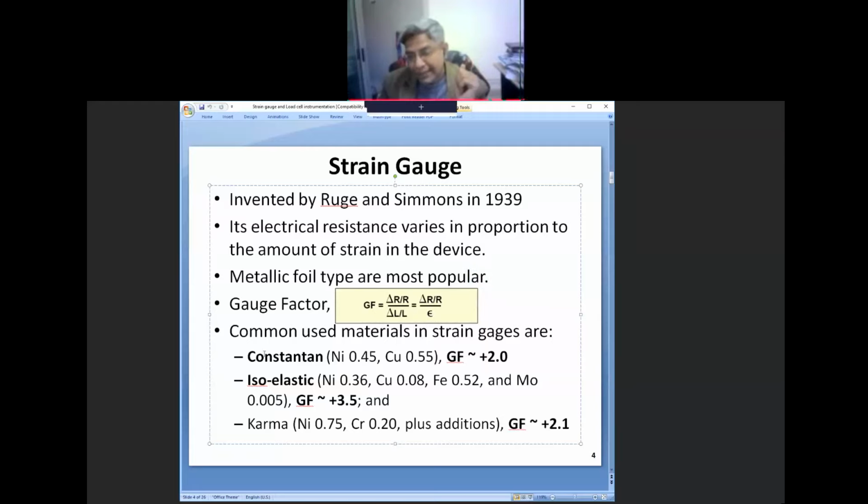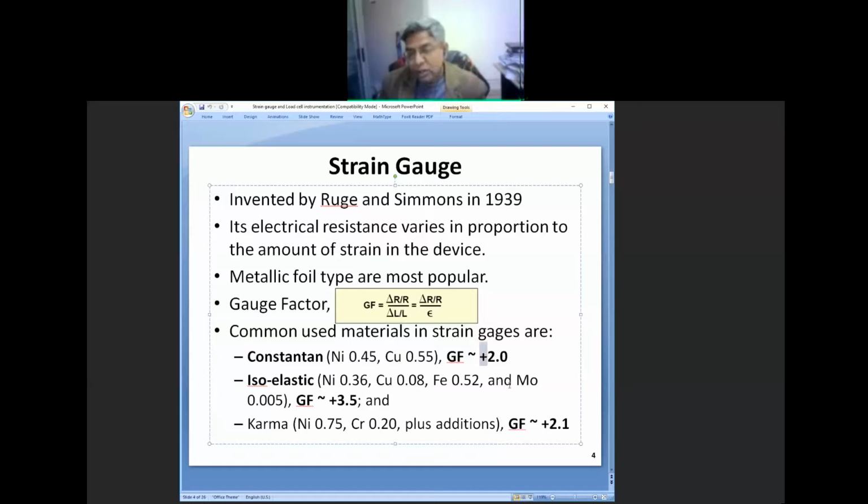Commonly used material in strain gauges, this is the most common use, is constantan. What is constantan? It is an alloy of nickel and copper. What is its gauge factor? It is about 2.0. Look here, I have put a positive sign. Why am I saying positive?